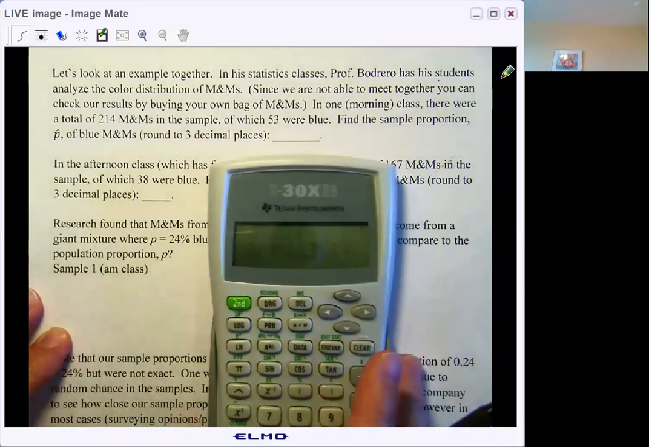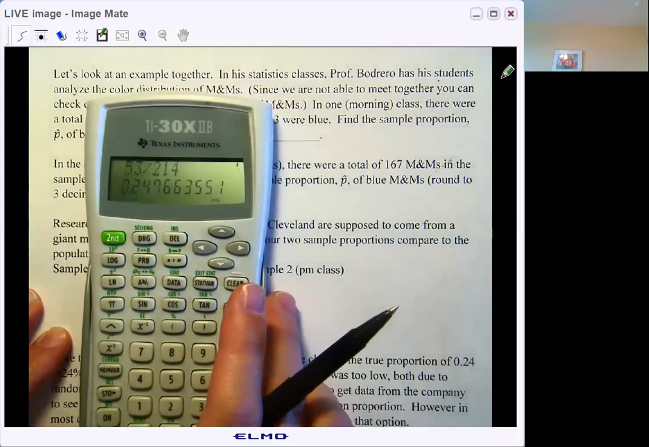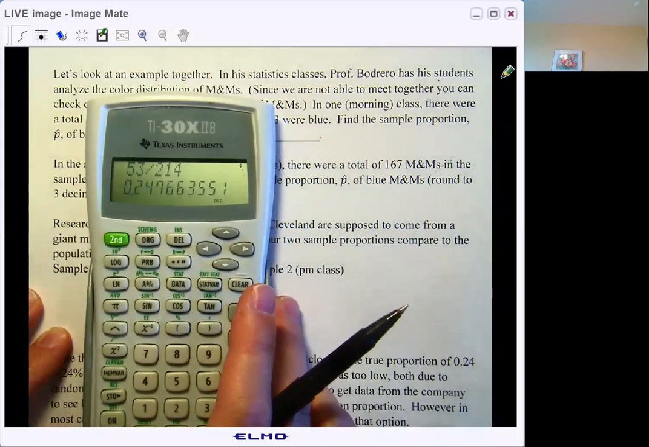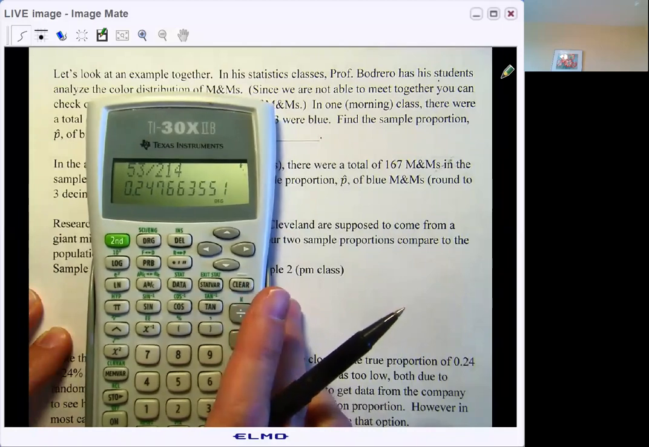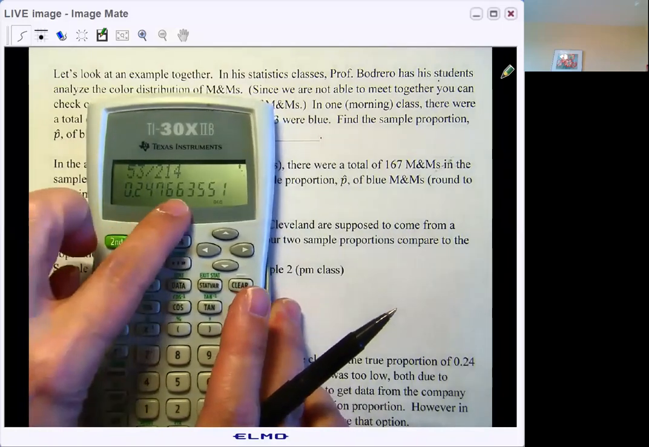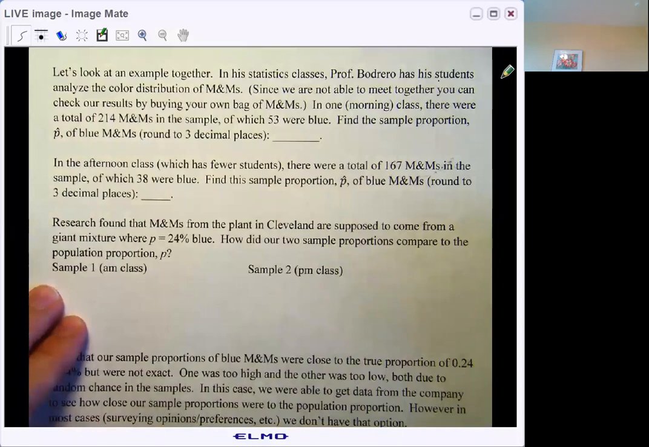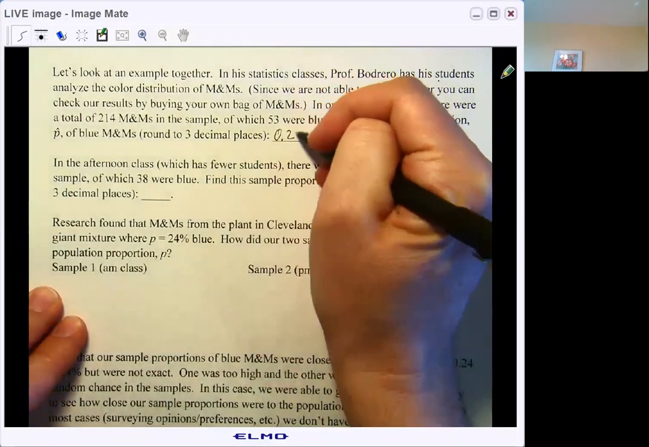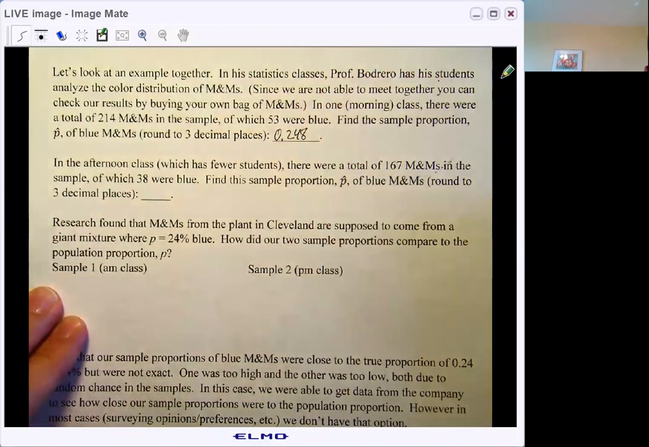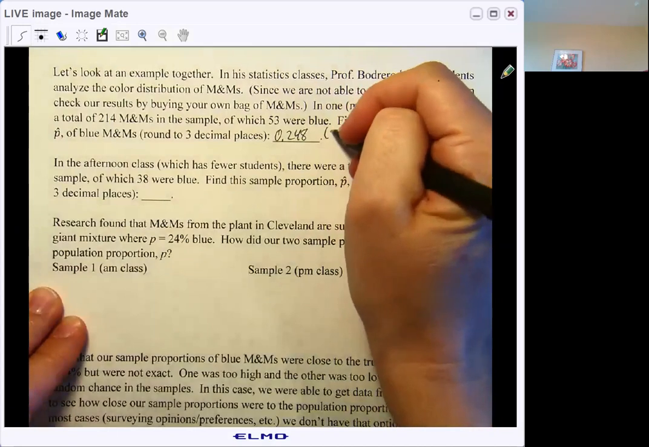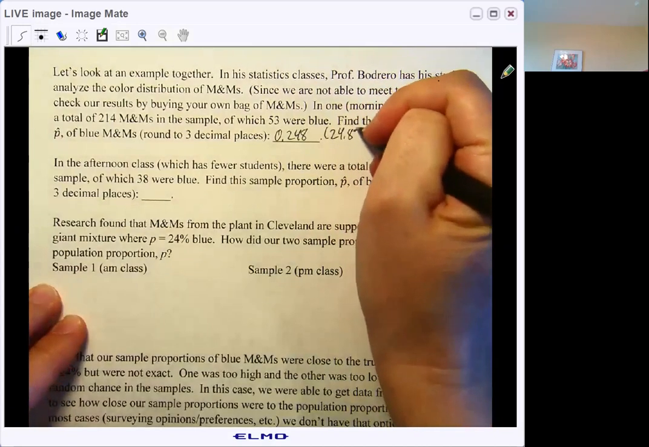I just typed that into my calculator, and if I get this so that you can see the screen, we can see that it's 0.248 rounded to 3 decimal places, because this 6 would round that 7 up. So 0.248, or if you wanted to think of this as a percent, that's 24.8%.